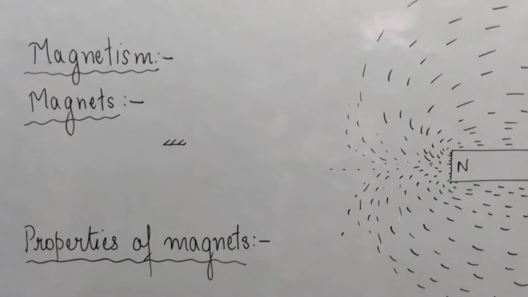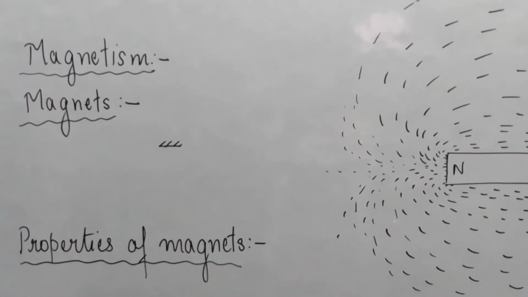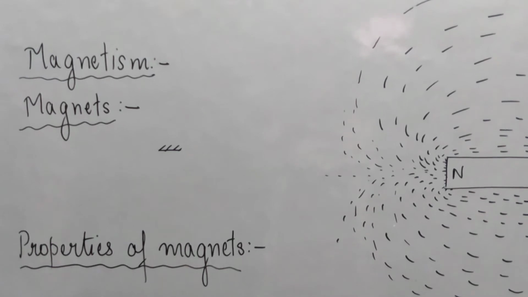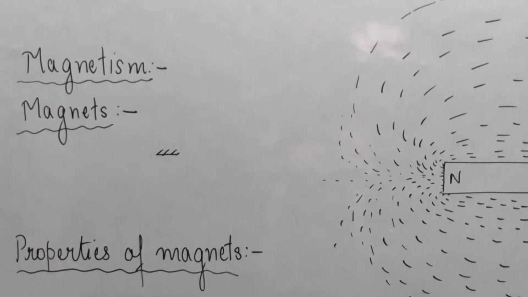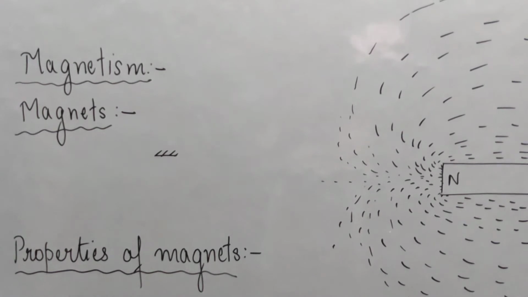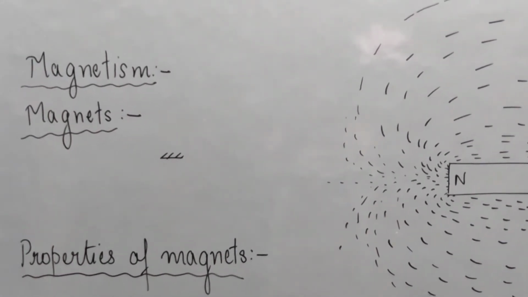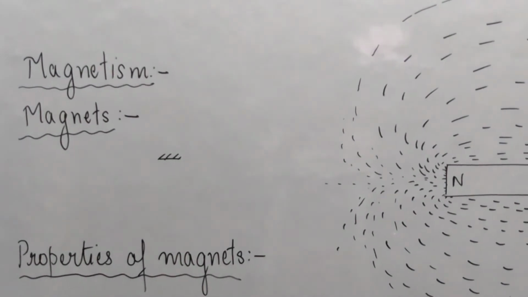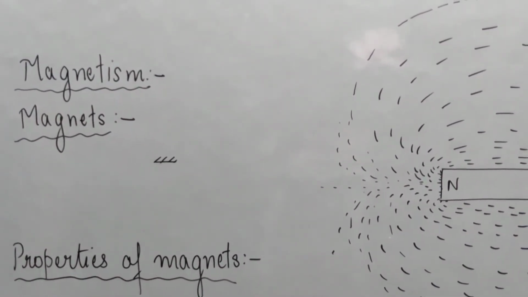All of you must have heard about bar magnet. You must have seen bar magnet in your lower classes. Now bar magnet is a linear magnet and it has two ends. You know now that magnet is something that attracts iron. So when we talk about bar magnet, hope you know the properties of bar magnet or properties of magnets.